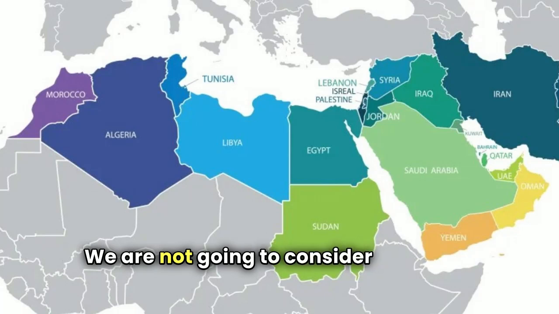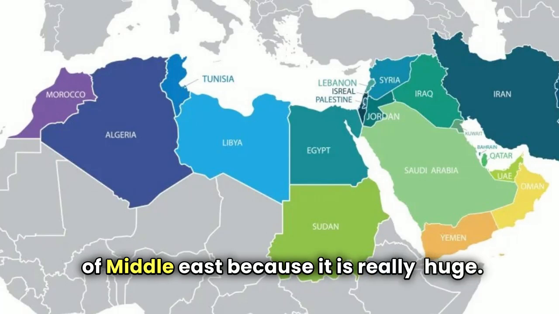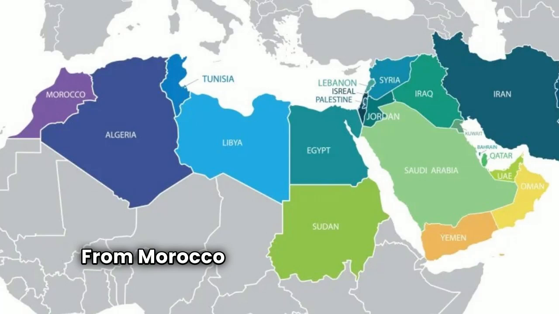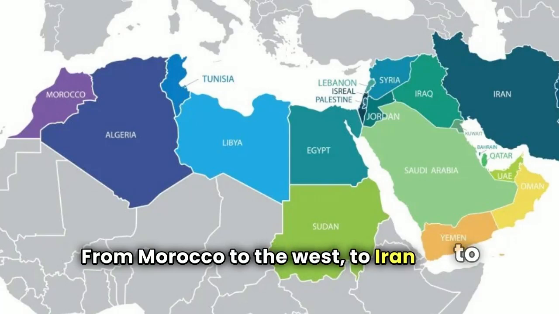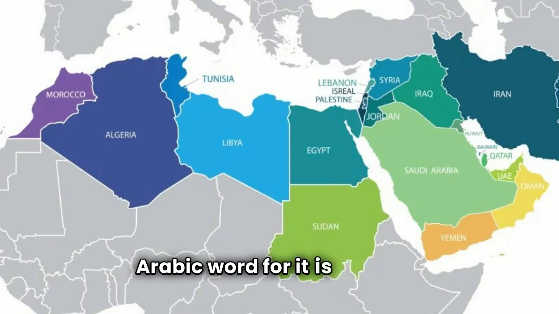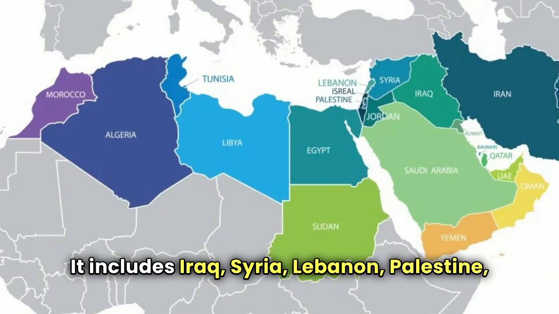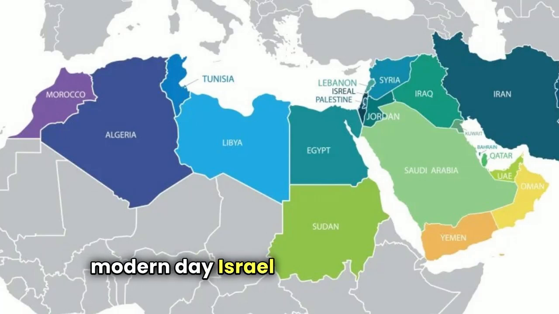We're not going to consider the whole region of the Middle East, because it's really huge, from Morocco in the west to Iran in the east. We're only going to talk about the so-called Fertile Crescent. The Arabic word for it is Mashriq. It includes Iraq, Syria, Lebanon, Palestine, modern-day Israel, and finally Jordan.